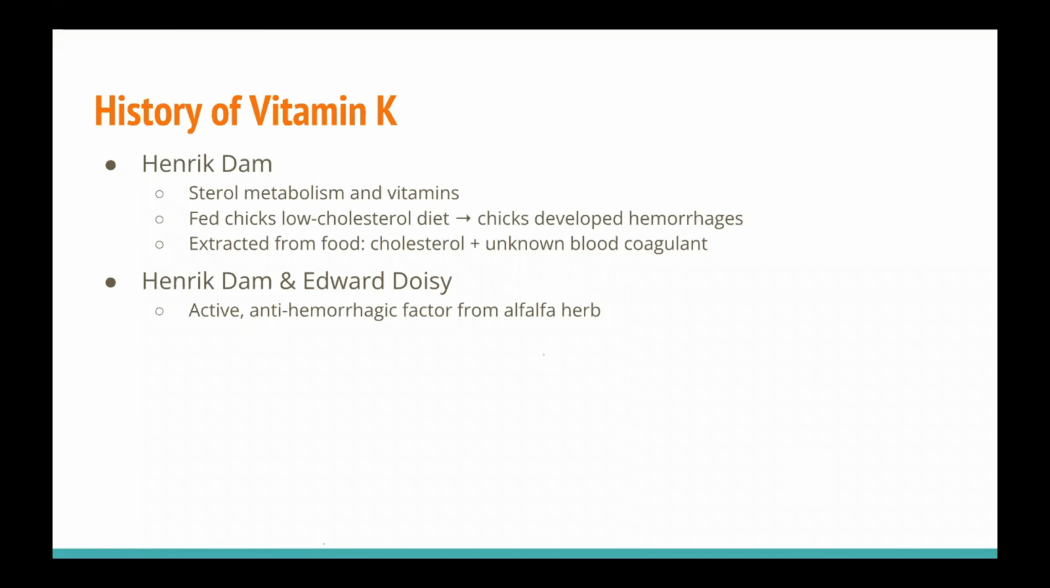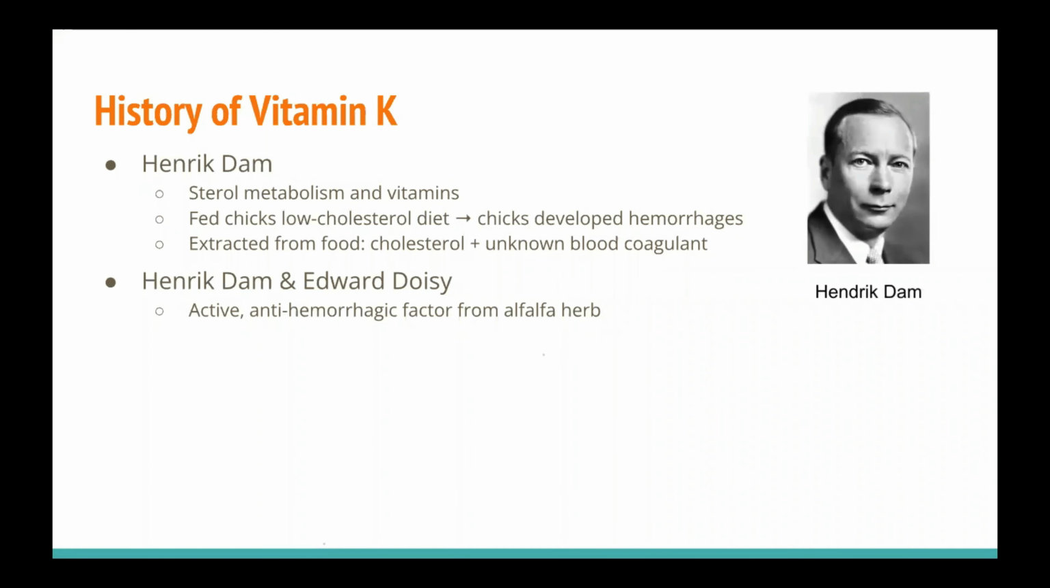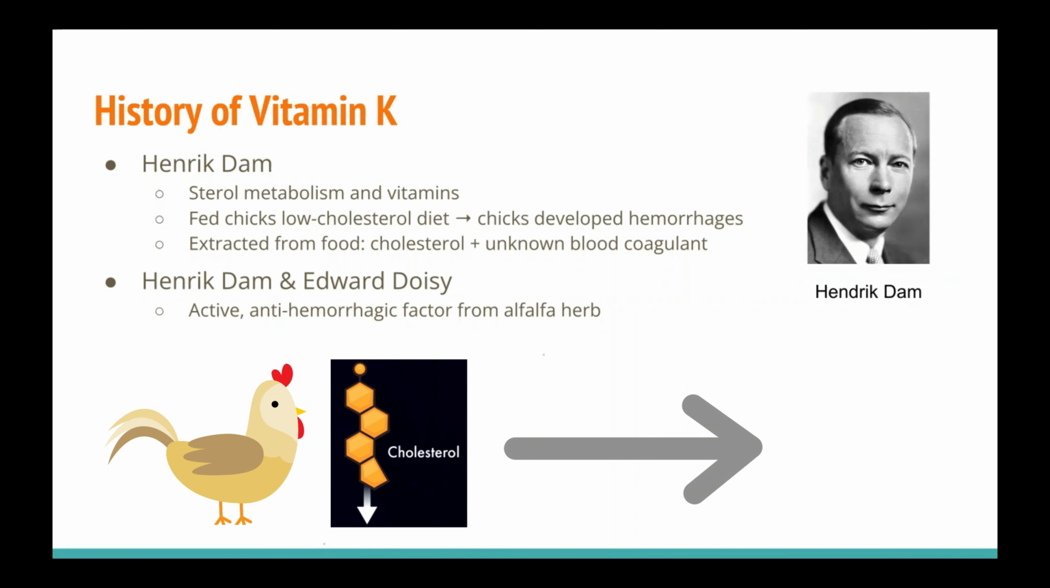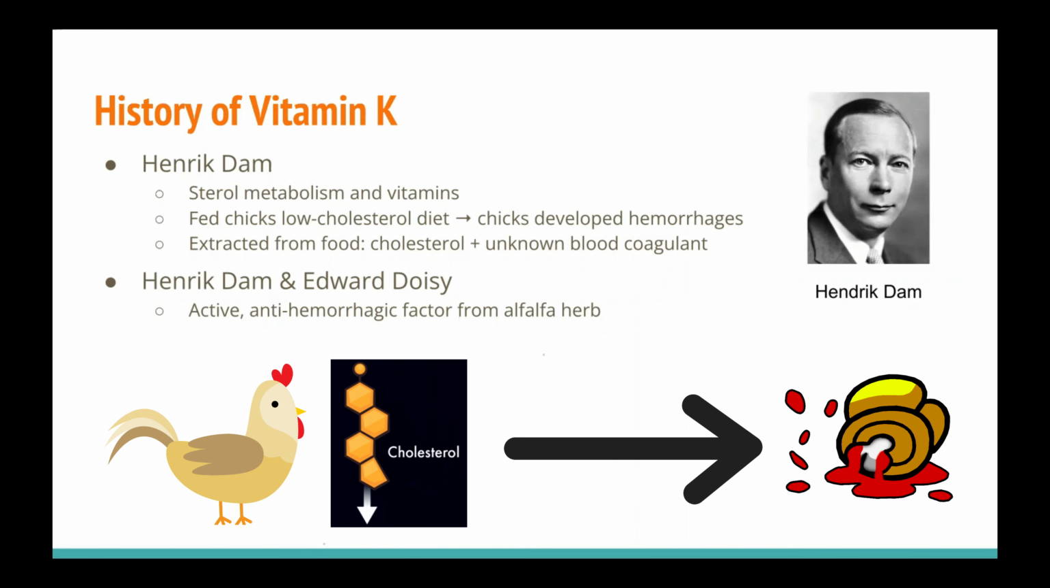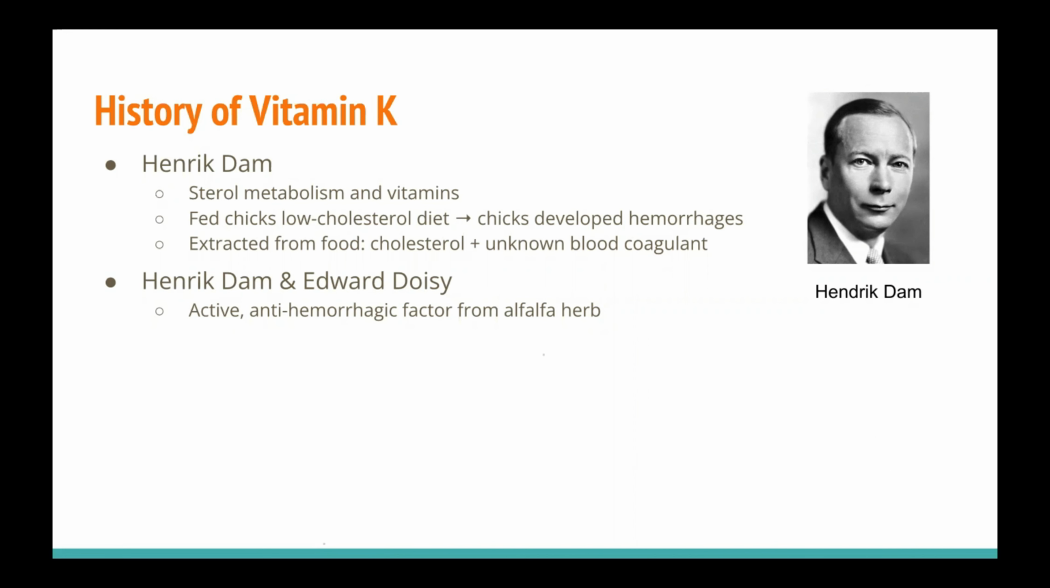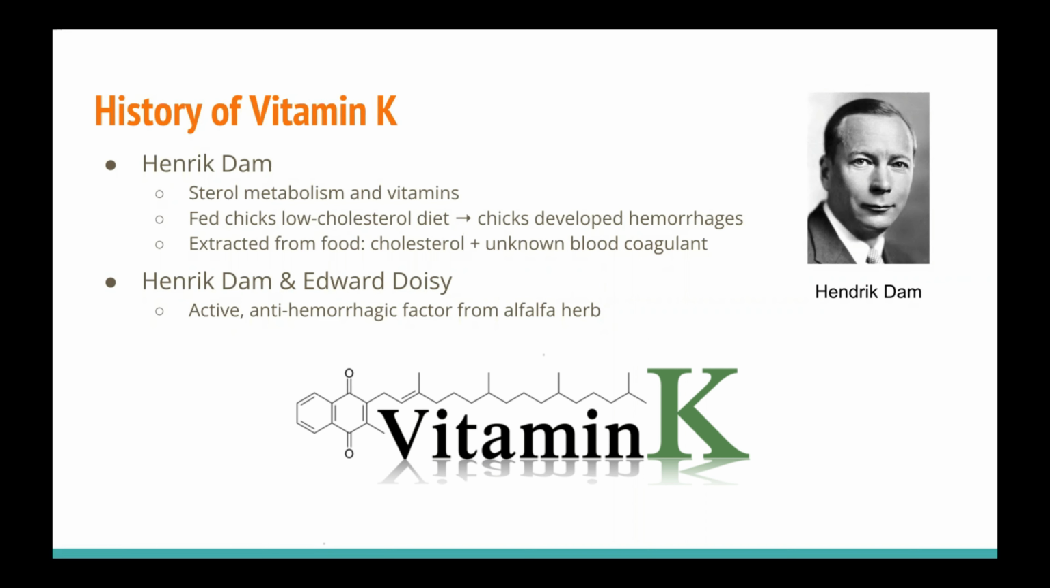In 1929, Danish biochemist and physiologist Henrik Dam was performing experiments on sterol metabolism and vitamins to determine if cholesterol was a dietary essential. He did so by feeding chicks a low cholesterol diet, but over time, those chicks developed hemorrhages and had signs of defective blood clotting. Dam discovered that not only was cholesterol extracted from the food, but also an unknown compound that causes blood coagulation, which he named vitamin K after the Danish and German word for coagulation.